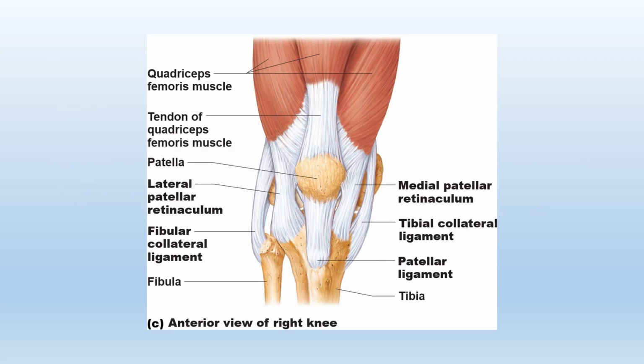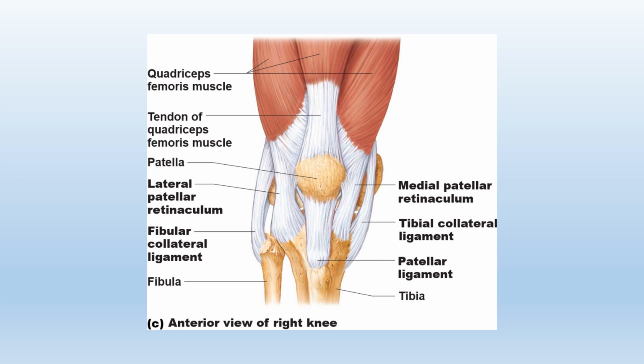Here we have an anterior view of the right knee, and if you're having a difficult time trying to orient yourself, here are some things that you want to look for. First is the patella. The patella lets you know that you are looking at the anterior side of the knee joint. Superior to the patella, we find the quadriceps muscle, or the quadriceps femoris muscle, on the anterior thigh.